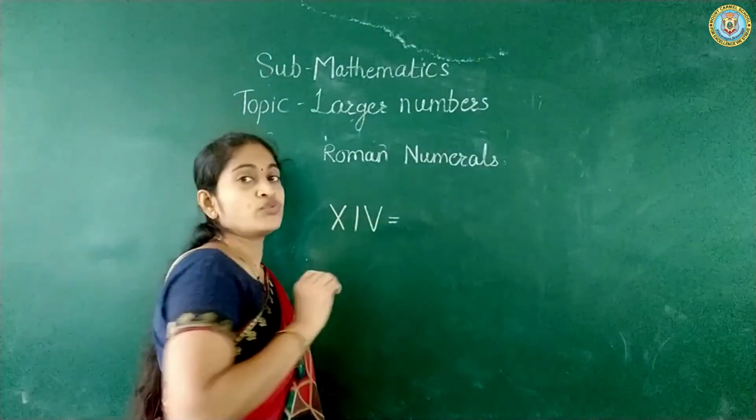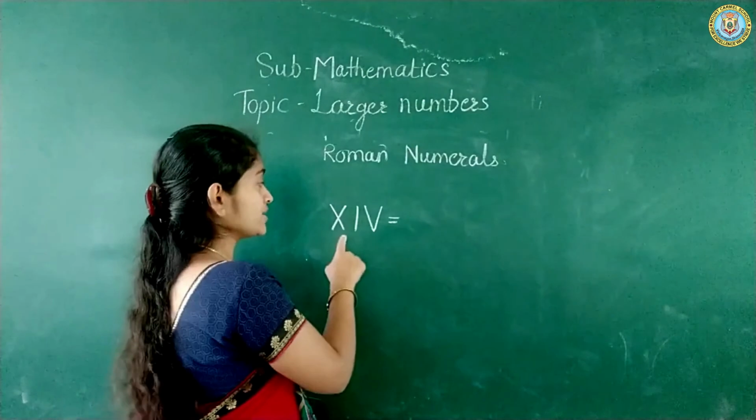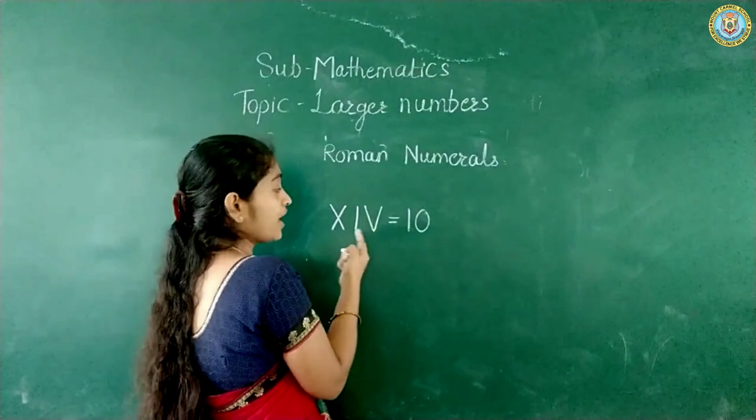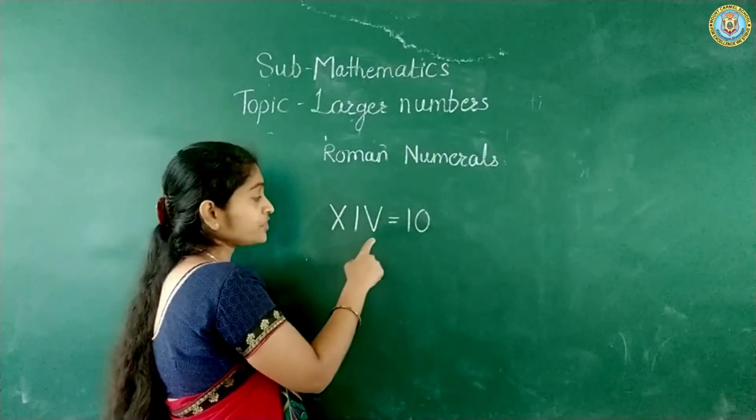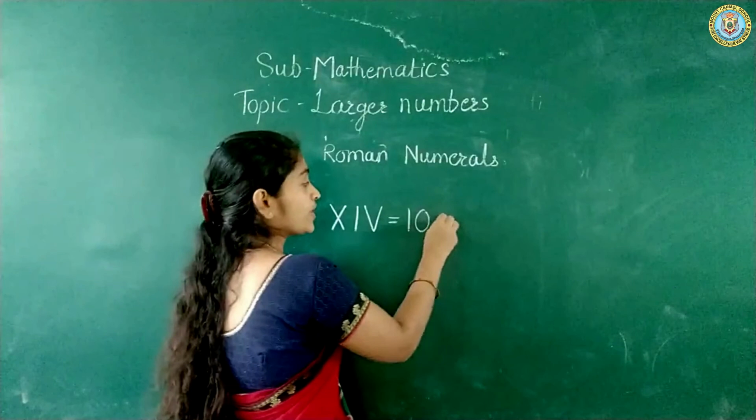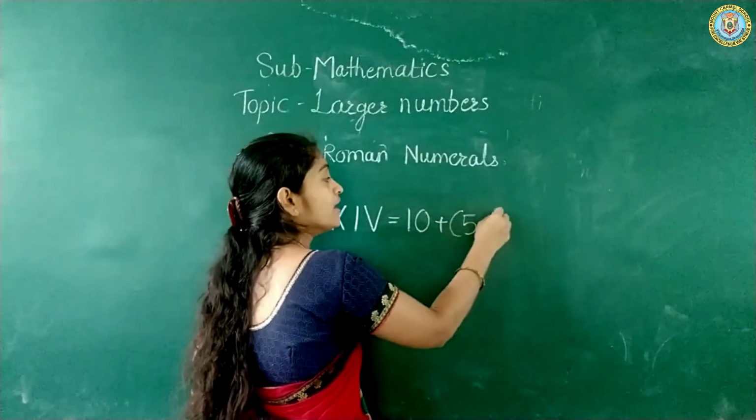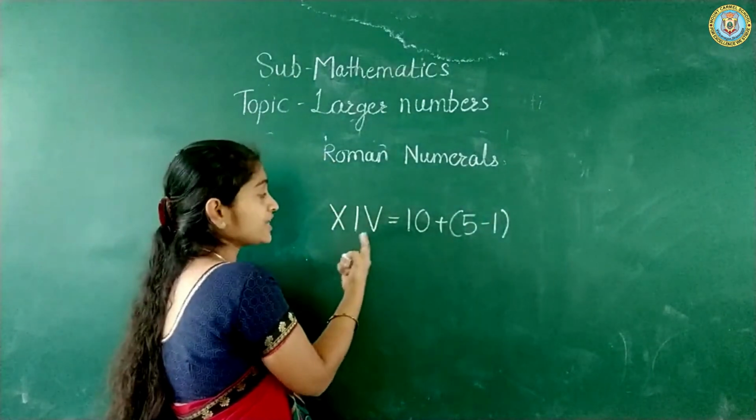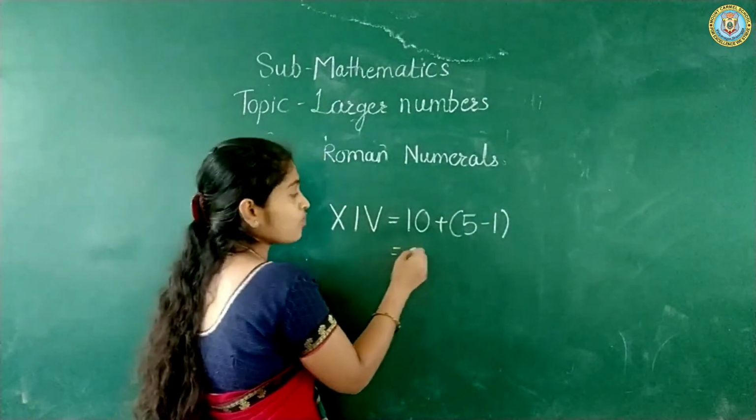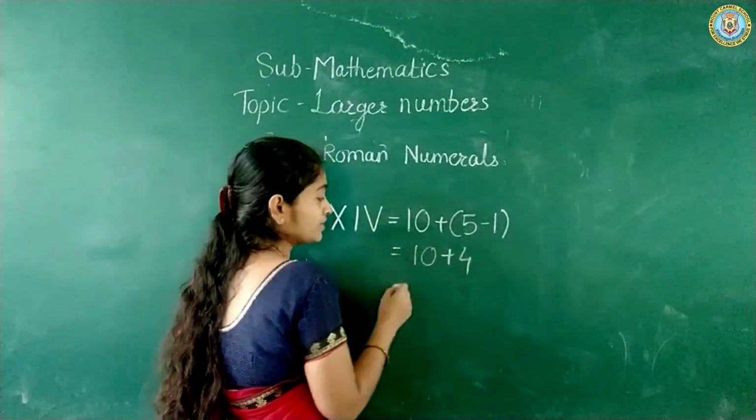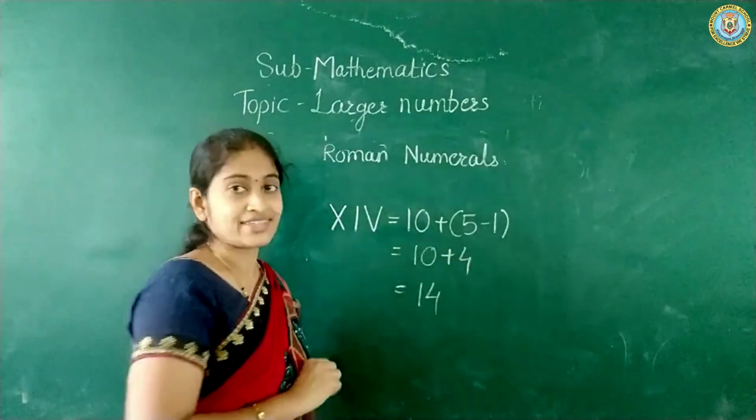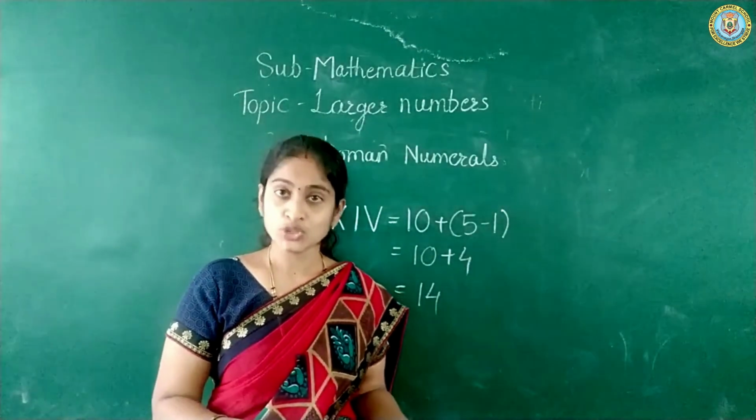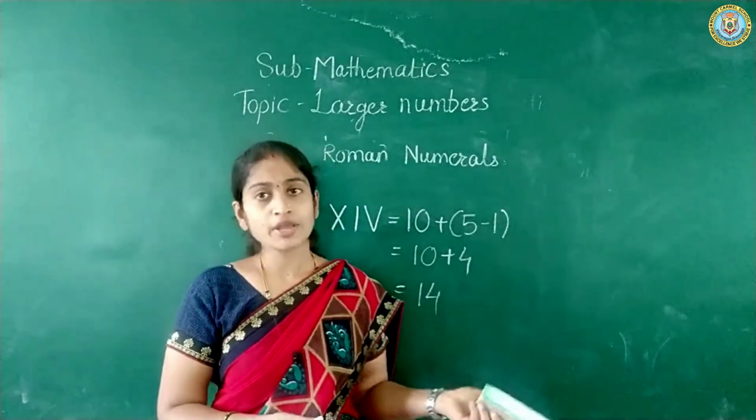Hindu-Arabic means the system we commonly use. Okay. See, X is for 10. Then IV. I is coming before V. V is nothing but 5 here. So we have to subtract 1 from this 5 because I is coming before V. Okay, how much will it be now? Plus 4, that is equal to 40. Like this, we can convert a Roman number into a Hindu-Arabic number, and from a Hindu-Arabic number, we can convert it into Roman numbers.